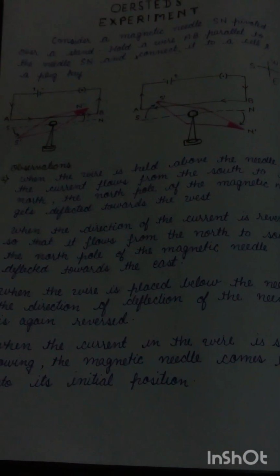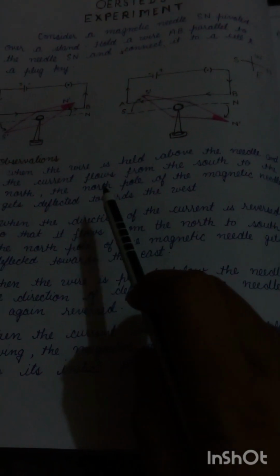His second observation was that when the current flows in the opposite direction, from north to south, the north pole of the magnetic needle was deflected in the east direction. When the wire is held above the needle and the current flows from south to north, the north pole of the magnetic needle gets deflected towards the west. But keep in mind that for these two postulates, the wire was placed above the needle. When the direction of the current is reversed so that it flows from north to south, the north pole of the magnetic needle gets deflected towards the east.